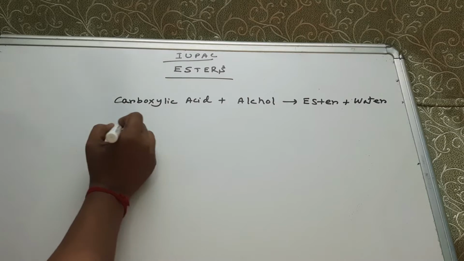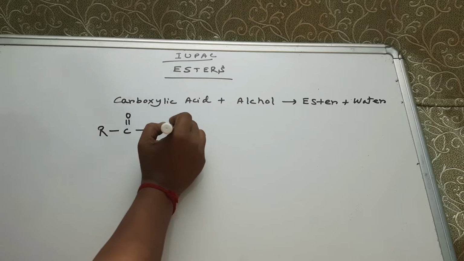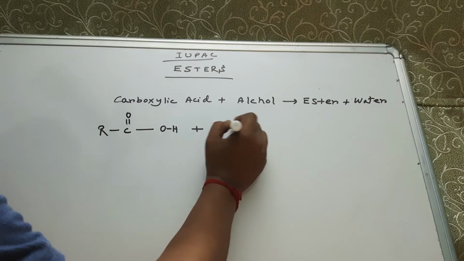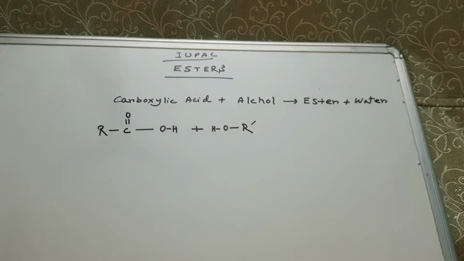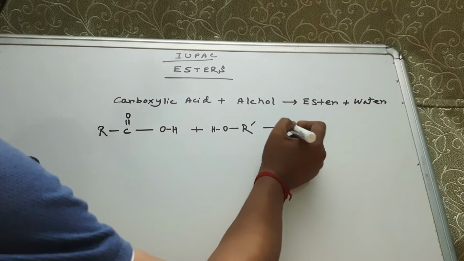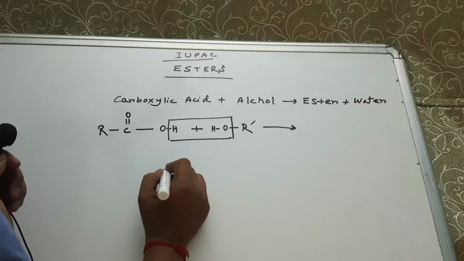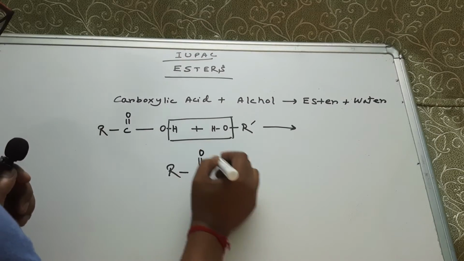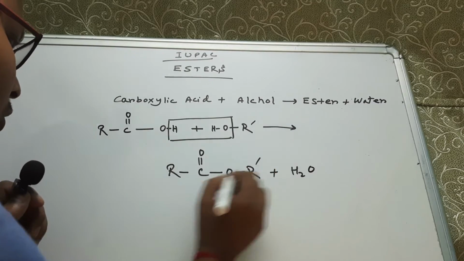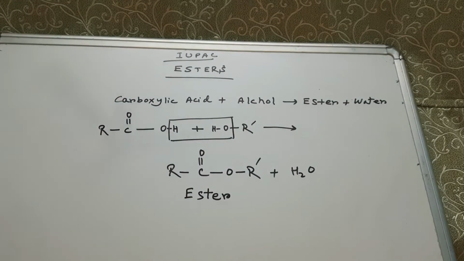So it is carboxylic acid and here it is alcohol, and water can be omitted. So this will give COOR plus H2O. This is an ester molecule.